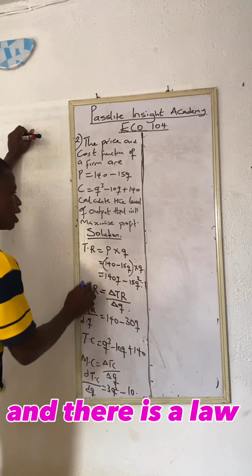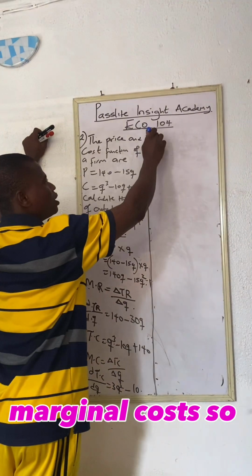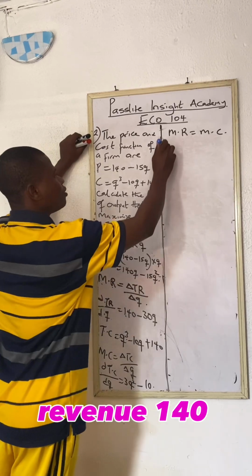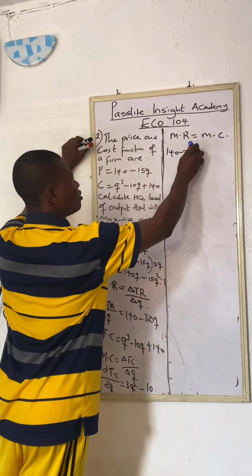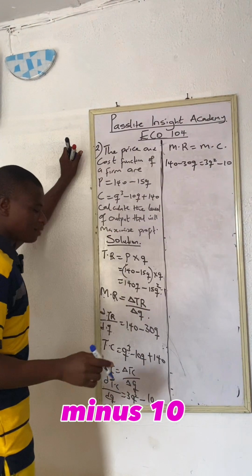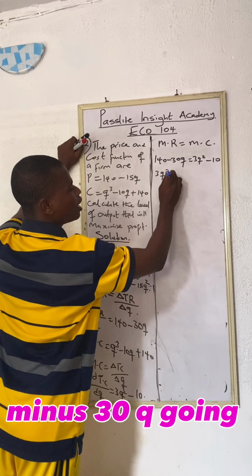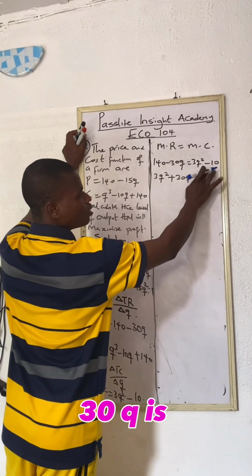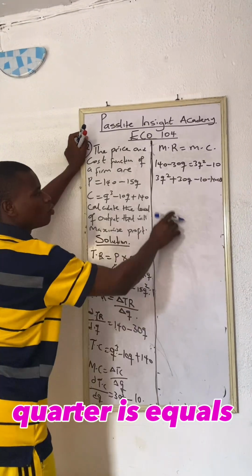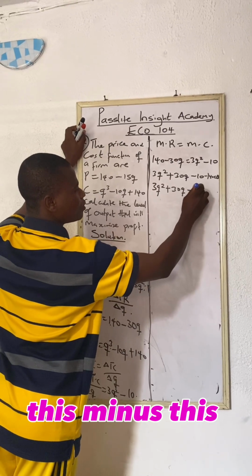There is a law under the principles of output: marginal revenue is equal to marginal cost. So your marginal revenue, 140 minus 30Q, is equal to your marginal cost, 3Q squared minus 10. Rearranging, we have 3Q squared plus 30Q, minus 10, minus 140, is equal to 0. So what do you have? 3Q squared plus 30Q minus 150 is equal to 0.